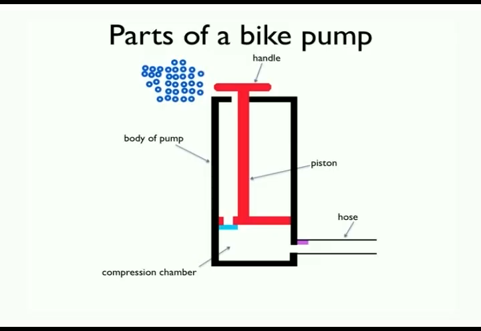Finally, there are two one-way valves. The inlet valve allows air to flow into the chamber and never out. And the outlet valve allows the air to flow into the tire. Both valves work in conjunction with the piston.